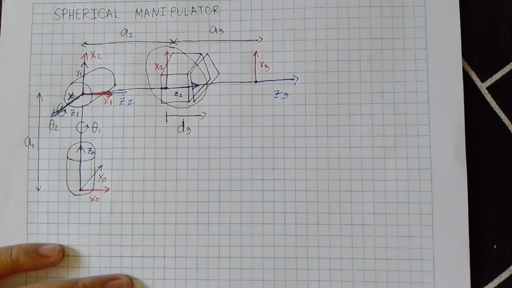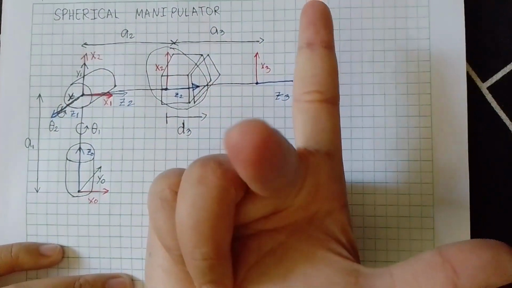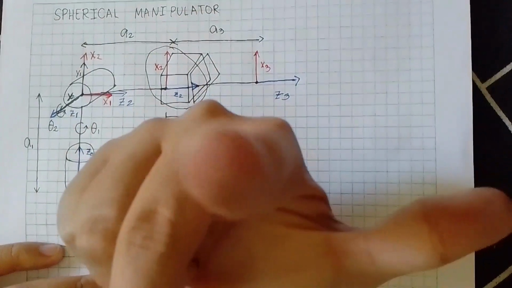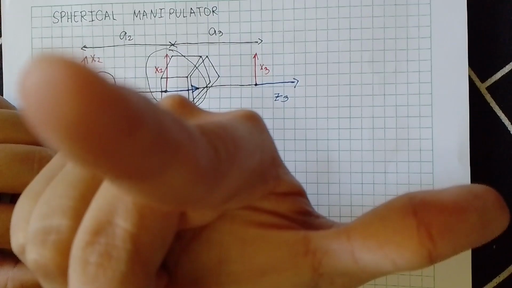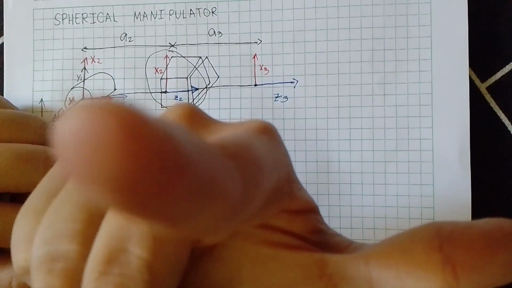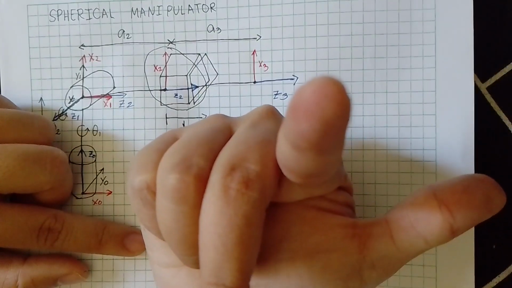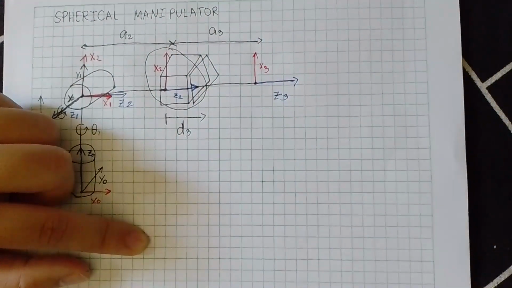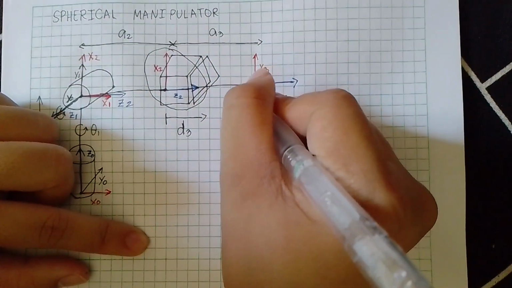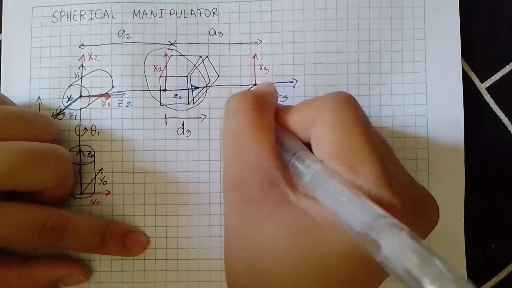Then let's proceed to y sub 3. The z sub 3 is pointing to the right, the x sub 3 is pointing upward. Therefore, the y sub 3 is pointing to the left downward. This must be our y sub 3.